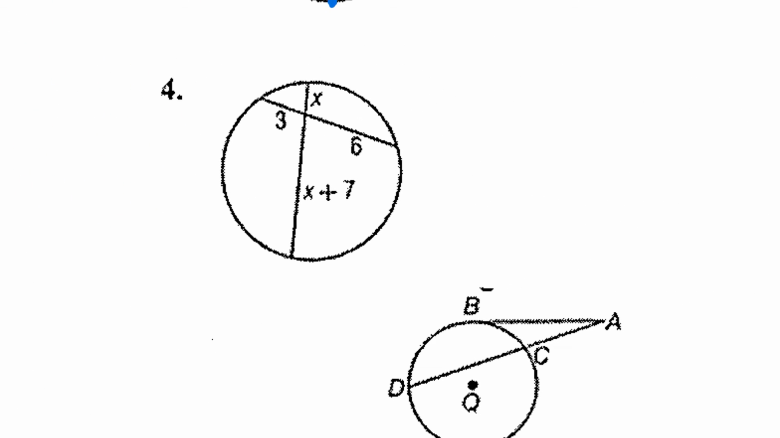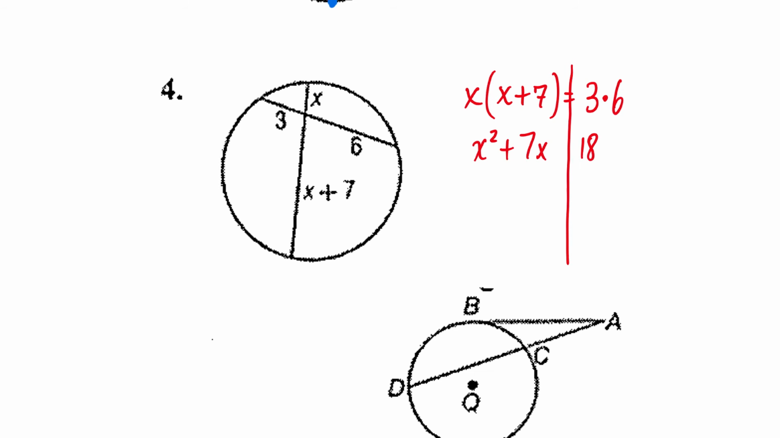Okay, on this one, x times x plus 7 equals 3 times 6. So x squared plus 7x equals 18. Is the x squared going to be able to be canceled out here in any way? No. Bring your 18 over. So I'm going to bring the 18 over by subtracting 18 from both sides.